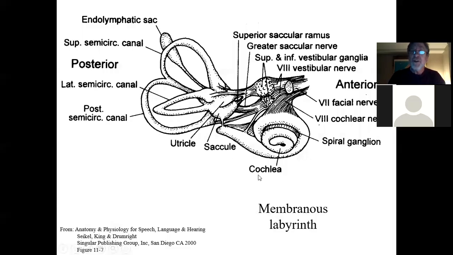So this is showing you just the membranous labyrinths of both the vestibular system and the cochlea. So you can see the vestibular portions of the eighth nerve and the auditory portions of the eighth nerve, all going to the brain.